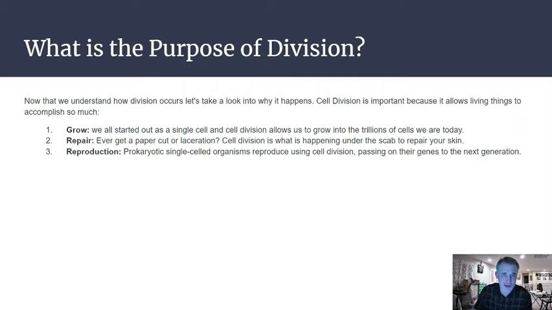Growth, right? We all start out as a single cell, and cell division allows us to grow into trillions of cells and become this complex multicellular organism like we are today.